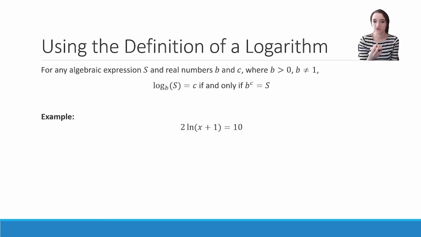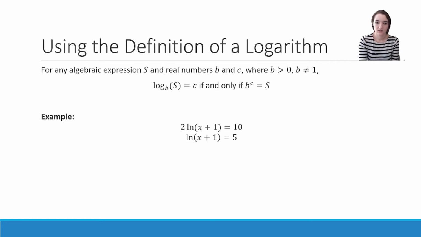So for example, if I have 2 ln of x plus 1 equal to 10, well, the first step for solving an equation like this is to isolate the log, because I can't use this property until there's nothing in front of my log, until it's just log base something of something equals something. So I'm going to get rid of this 2. Technically I have two options. I could bring it inside, or I could just divide it out. We're going to divide it out, because that's going to be nicer. So ln of x plus 1 equals 5.